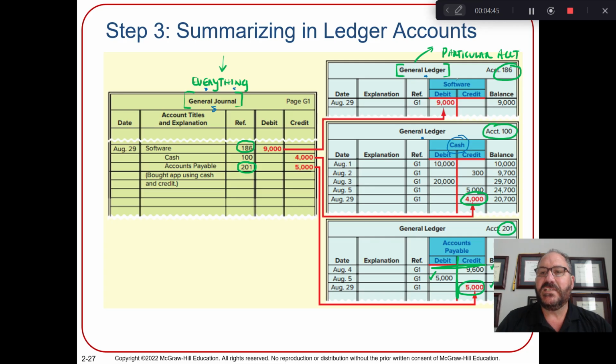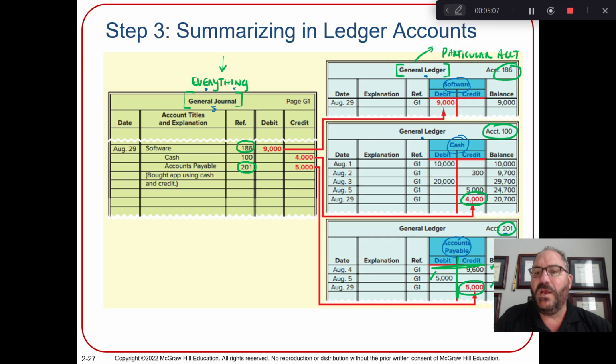Account 186, this is software. So the general journal has everything. The general ledger has it by different account. So like here, it has accounts payable. What's accounts payable? It's account 201. Okay? So remember, general journal, everything. General ledger, particular account.